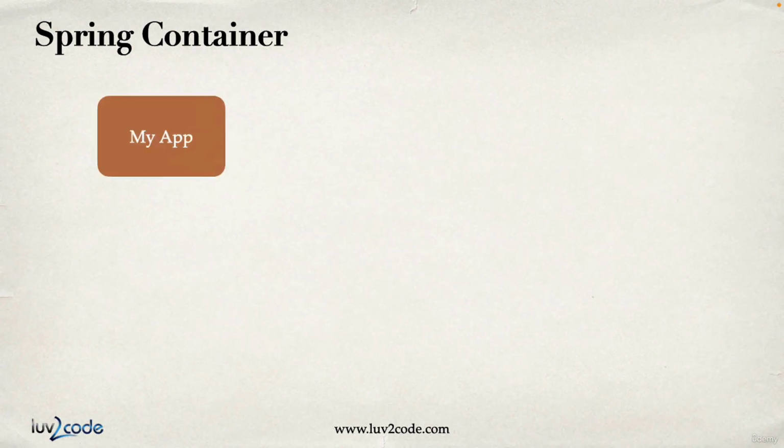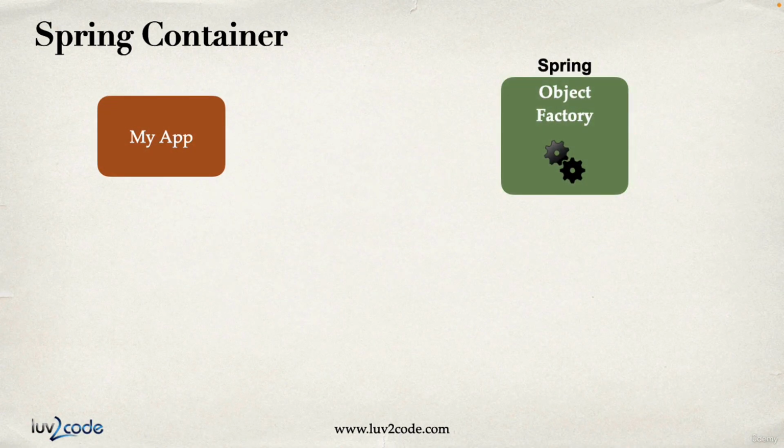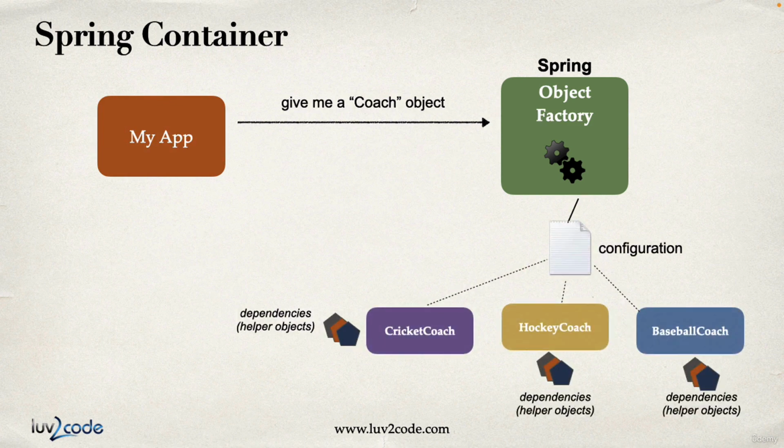Now, remember here the Spring container kind of works as the object factory. So my application can talk to the Spring container, hey, give me a coach object. This coach object may have additional dependencies or additional helpers.